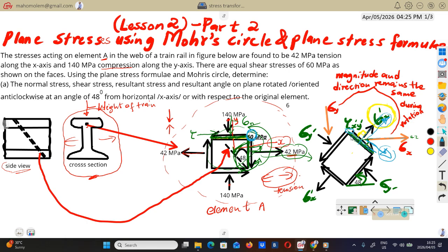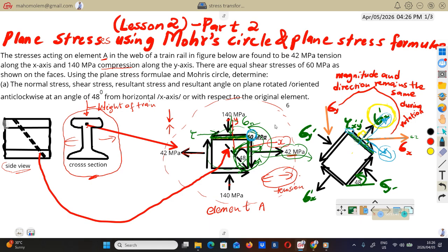Okay, so what you will see is that as you rotate this element, the values of the normal stress and the shear stress will transform, meaning that they will change from a certain value to a certain value as the element gets rotated. So we'll be trying to find those stresses on the plane as we rotate this element.